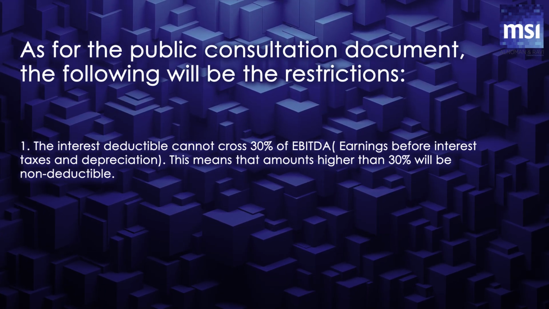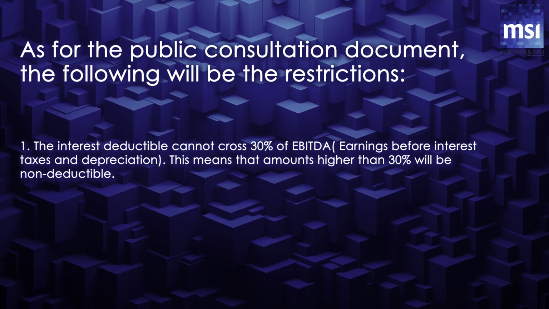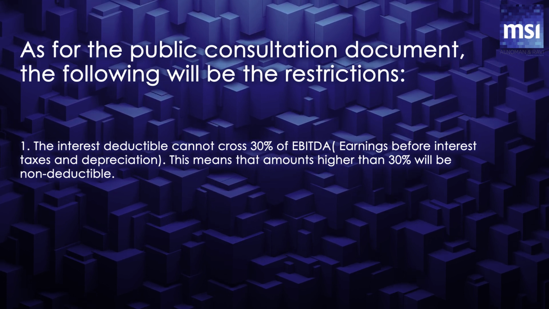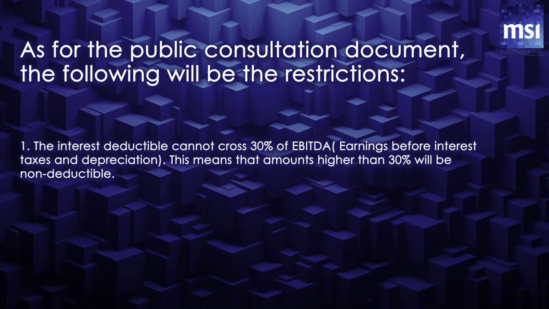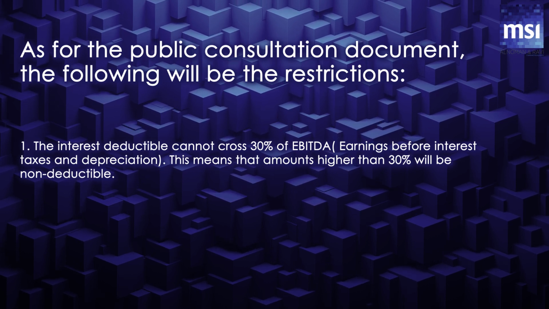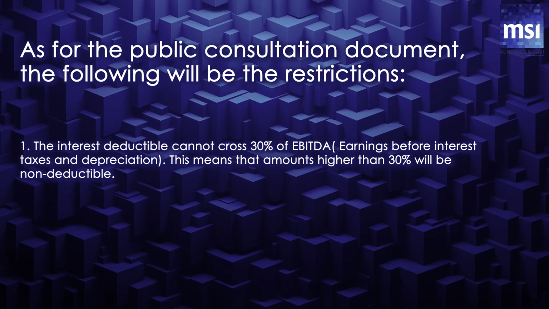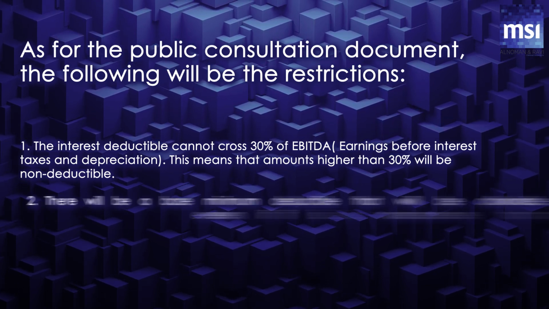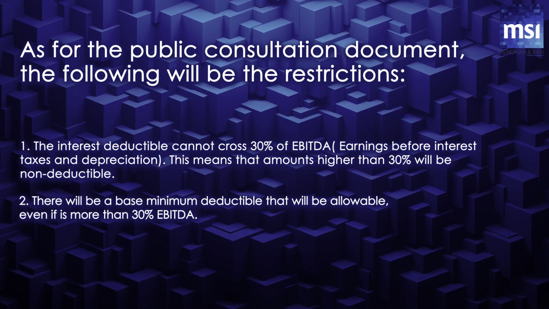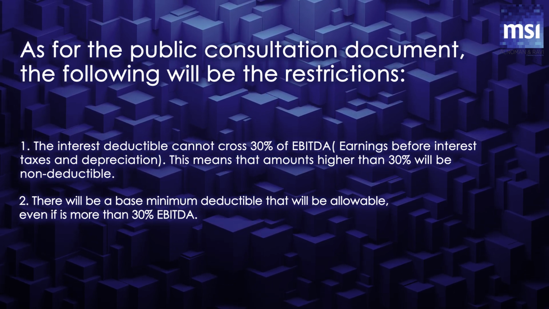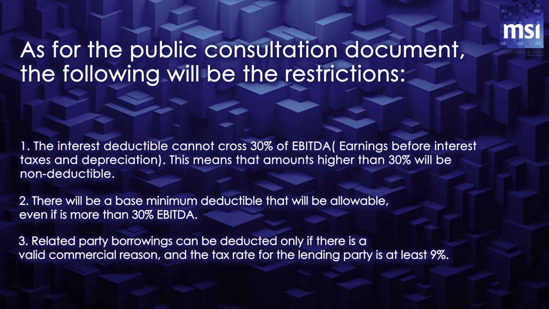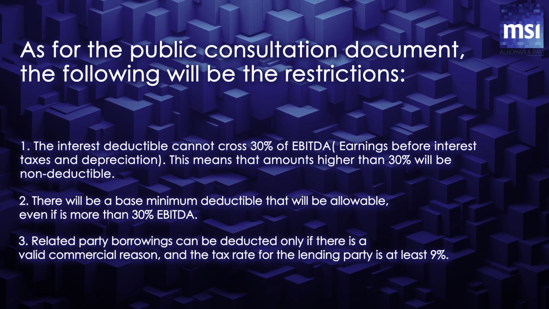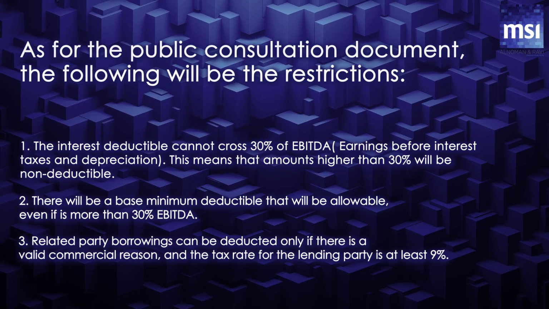Number 1, interest deductible cannot cross 30% of EBITDA, which is earnings before interest, tax, and depreciation, which essentially means net profit plus interest expenses plus tax expenses plus depreciation expenses. This means that amounts higher than 30% of EBITDA are not going to be allowed as deductible. Number 2, there will be a base minimum deductible that will be allowable even if it is more than 30% of EBITDA. And finally, related party borrowings can be deductible only if there is a valid commercial reason, and the tax rate of the lending party is at least 9%.